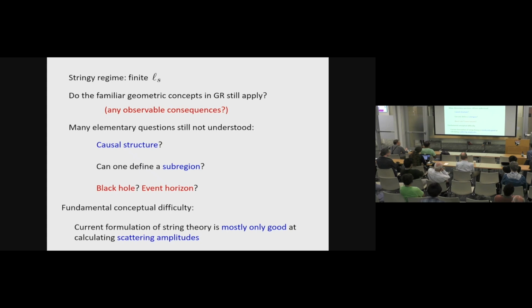So when you calculate a scattering amplitude, you only need to specify your initial state and the final state, so at the far past and far future infinity. And such a formulation is not a good way to probe the interior of your space-time, which all these questions are concerned about. So that's why, using the traditional framework, there's a fundamental barrier.